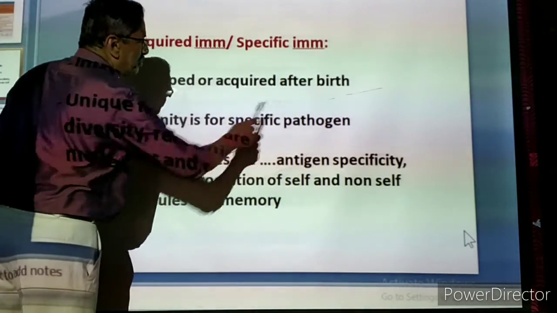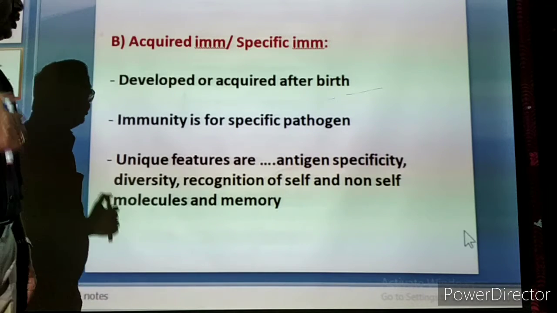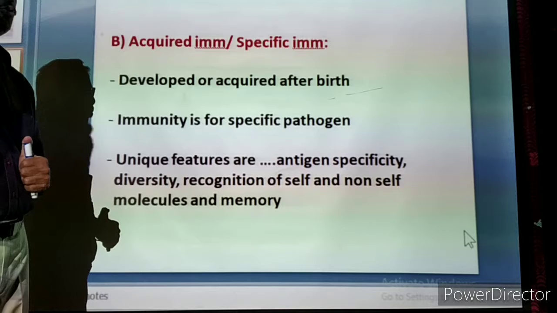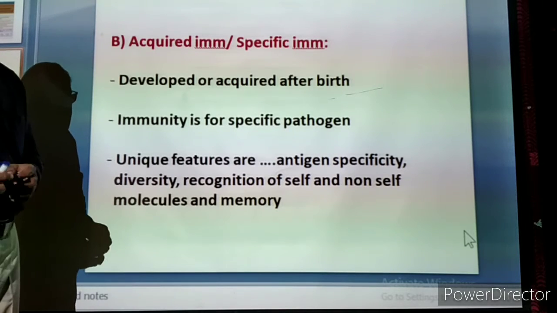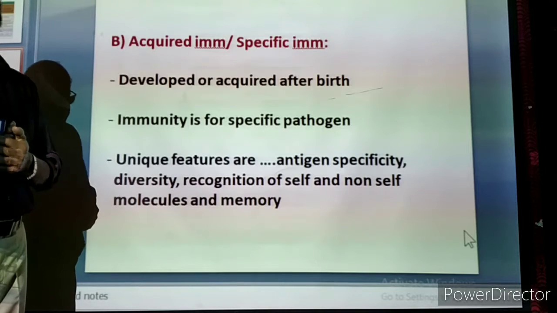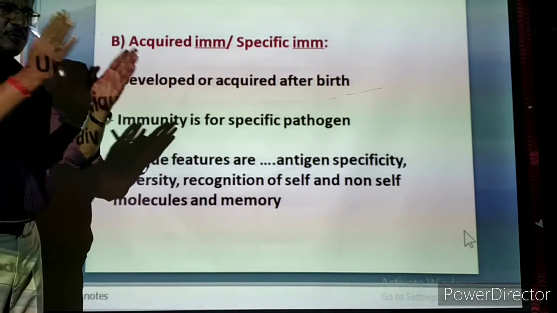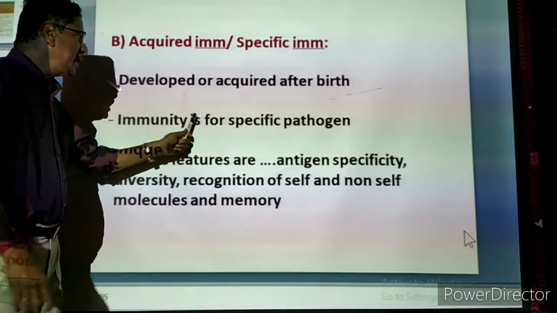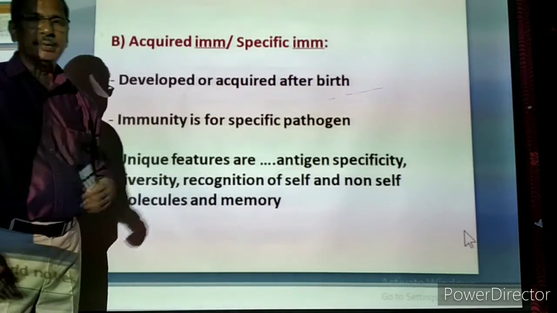Immunity is for a specific pathogen. When acquired immunity is developed, one immunity is meant for one particular pathogen. During this development, antibodies are produced by the individual. The antibody is specific for one particular type of microorganism. That is what we mean by immunity being for a specific pathogen.